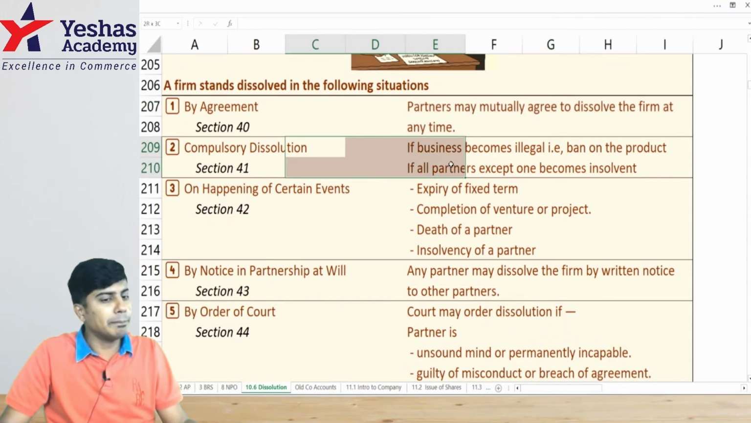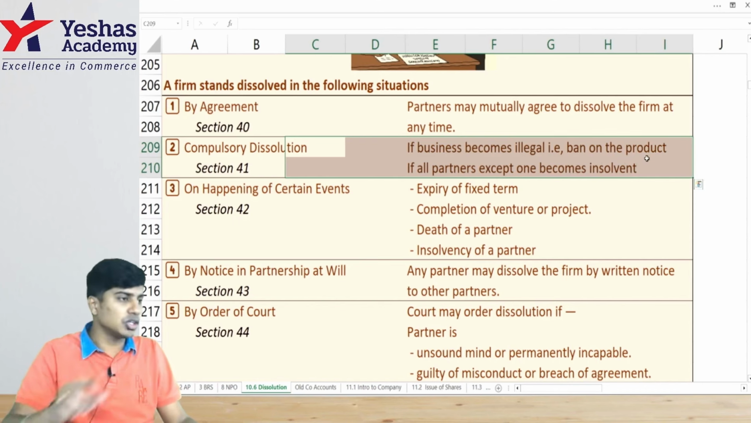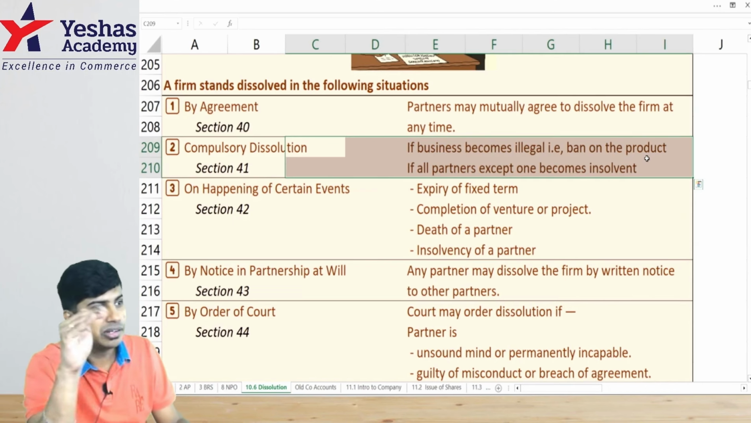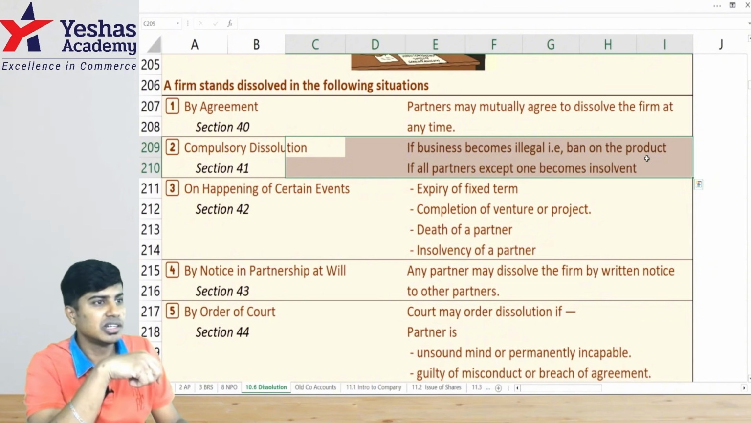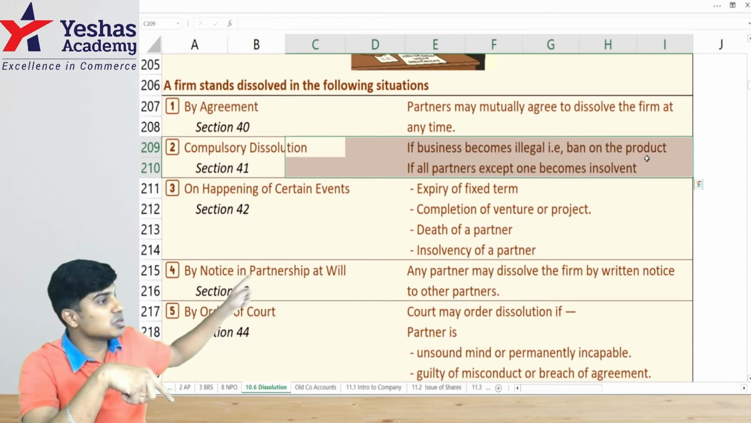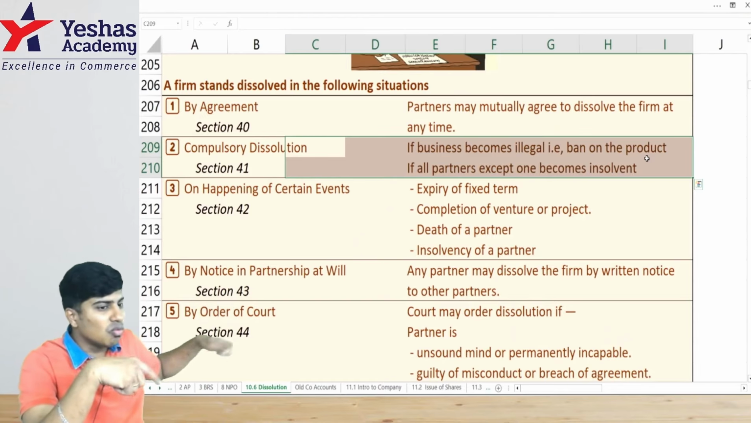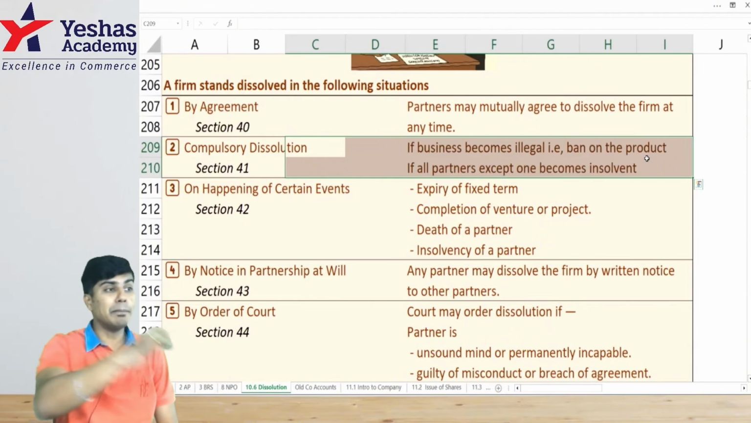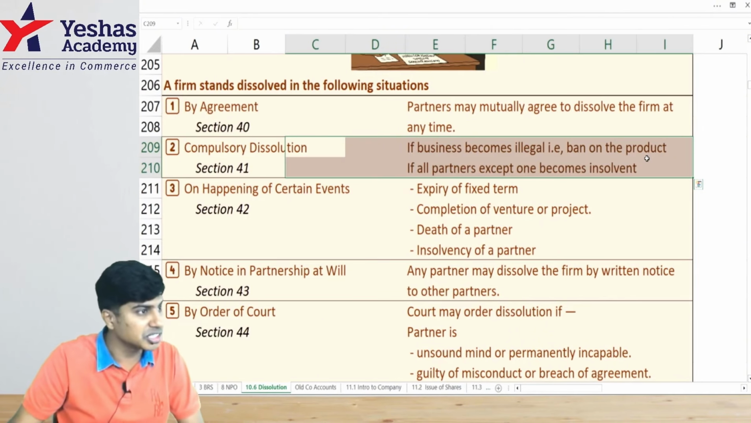Next one is compulsory dissolution. The business that you are doing, the product that you are selling is now legally banned. Let's say you are manufacturing e-cigarettes and the government told no more e-cigarette manufacturing. You are dealing with crypto, and the government banned crypto. In that case, your business will get wound up. That is not voluntary or by agreement. That is given under section 41, which is compulsory dissolution of partnership firm.